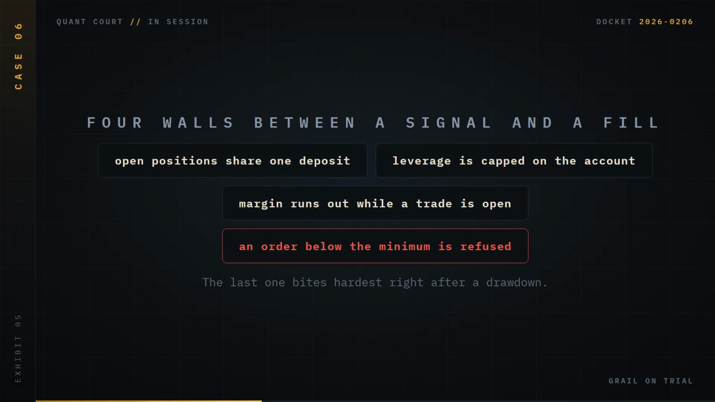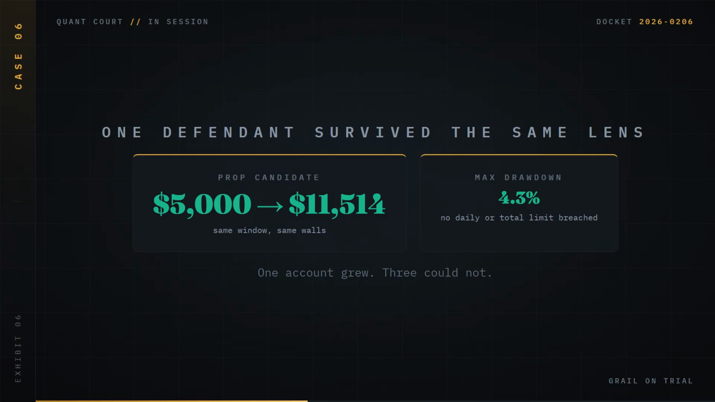4 walls do this. Open positions share one deposit. Leverage is capped on the whole account, not per trade. Margin runs out while an earlier position is still open. And an order below the exchange minimum is refused, which bites hardest right after a drawdown when your size is already small. The lens cuts both ways and one defendant survived it. Our prop candidate went from $5,000 to $11,514 over the same window, with a 4.3% drawdown, and it never breached a daily or a total limit. Same rules, same walls. One account grew, 3 could not.